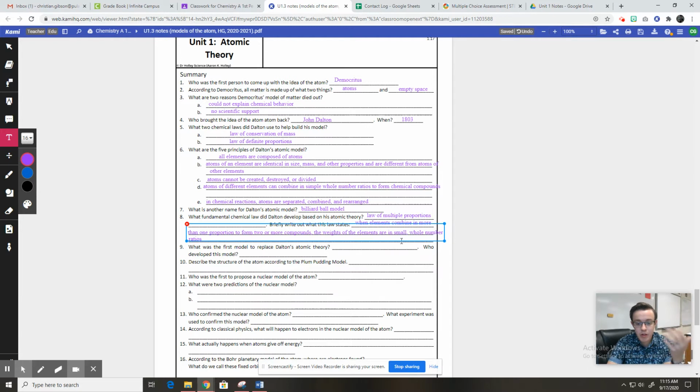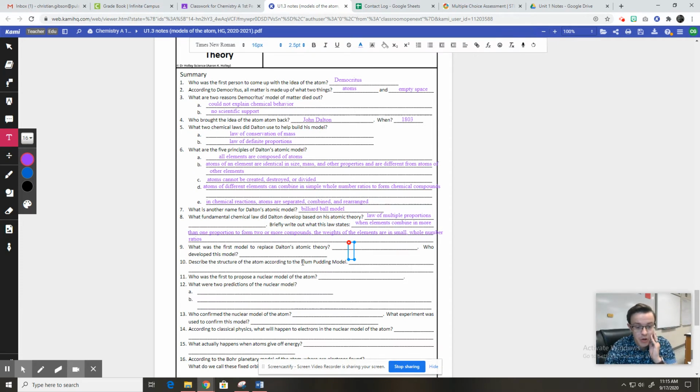Okay, so he came up with the law of multiple proportions, which says when elements combine in more than one proportion to form two different compounds, the weights of the elements are in small whole number proportions. And that's something, it's a little deeper than what you need right now, but it's something that will make sense later on in the class.